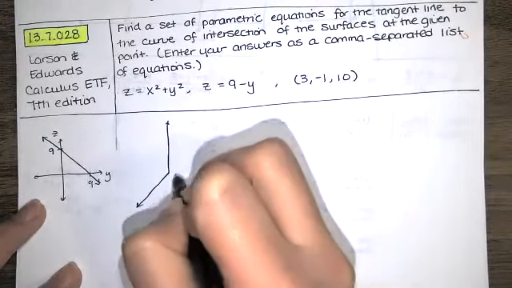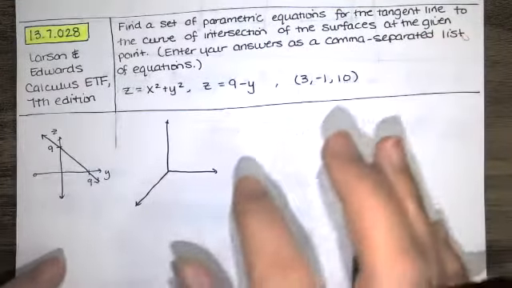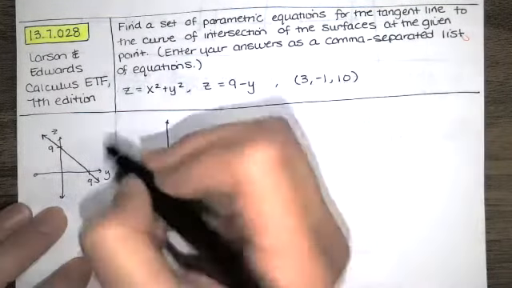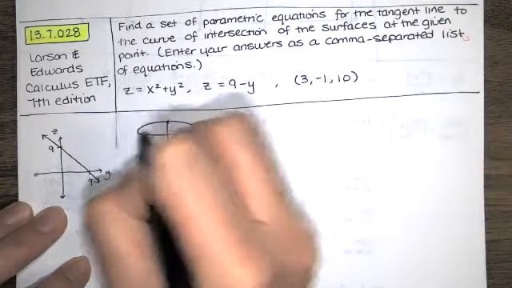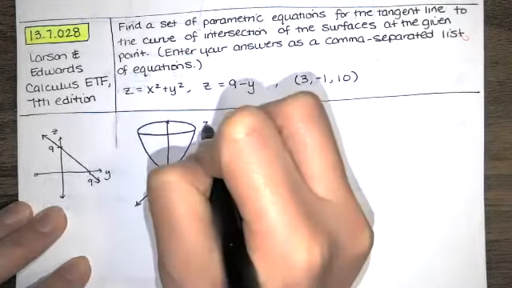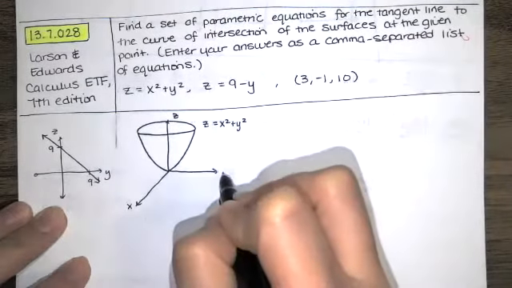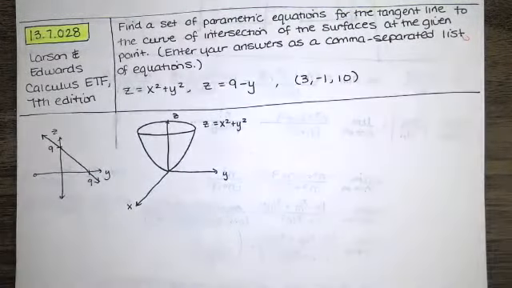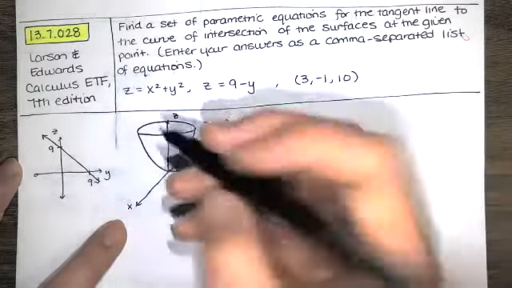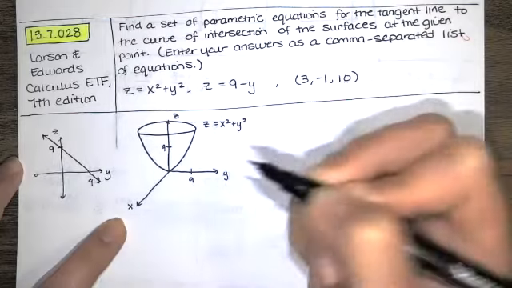So we're asked to find a set of parametric equations of the tangent line to the curve of intersection of the surfaces at the given point. So the first thing I would do is find that curve of intersection of the surfaces. And this first surface is z equals x squared plus y squared, our elliptic paraboloid that opens on the positive z-axis. And then we're intersecting it with a plane that crosses at z equals 9 and y equals 9.